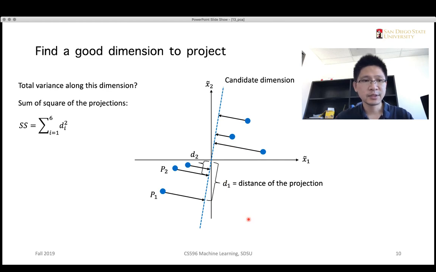And after this step is done, we can sum up the squares of the projections of the distances. So this summation of D1 square to D6 square is the total sum of squares of the projections. And this total sum of squares can be used to measure the total variance of all the data points along this candidate dimension. So if that total sum of squares is large, then we say the total variance explained by this candidate dimension is large.